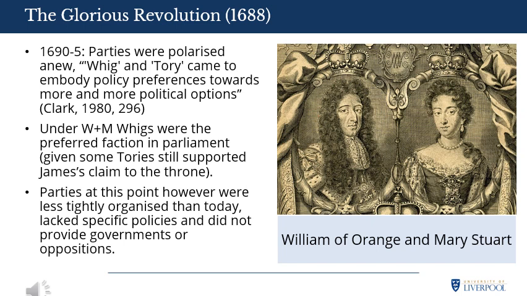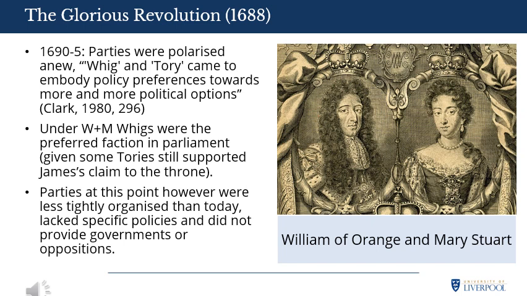The Whigs had the upper hand, right? They were wary of seeing the power of the crown grow, whilst the Tories were opposed to financing William's wars abroad. And Clarke argued that the Parliament of 1690 to 1695, the first under William and Mary, saw parties polarised anew. Whig and Tory came to embody policy preferences towards more and more political options, but it's not to say that they were well organised or that the party as an institution constituted the basis of either government or opposition, despite an increasing tendency for it to do both.